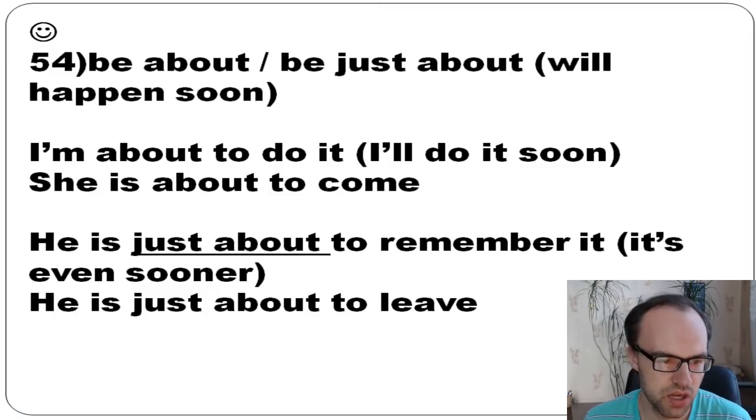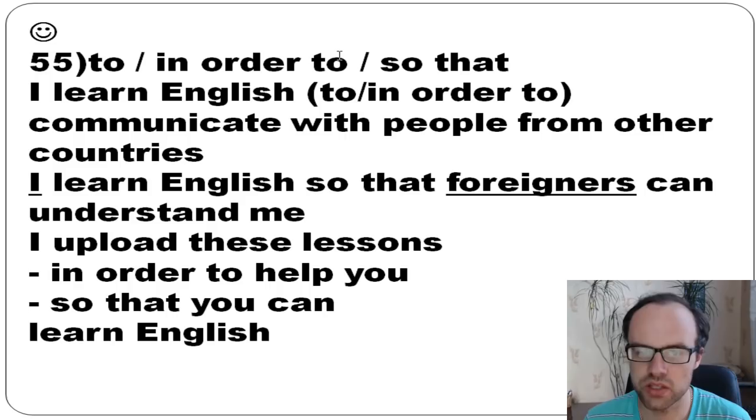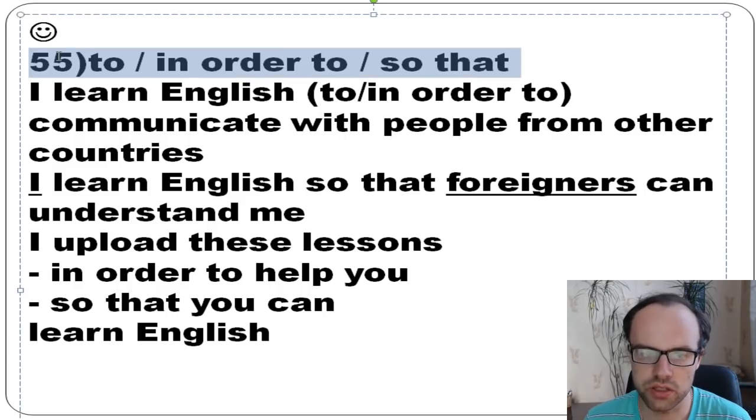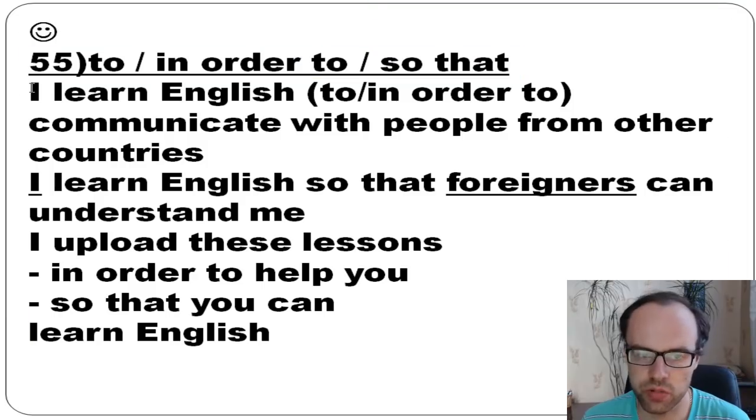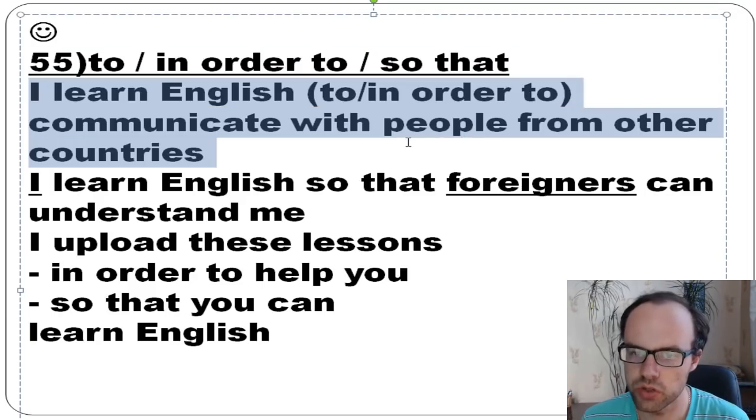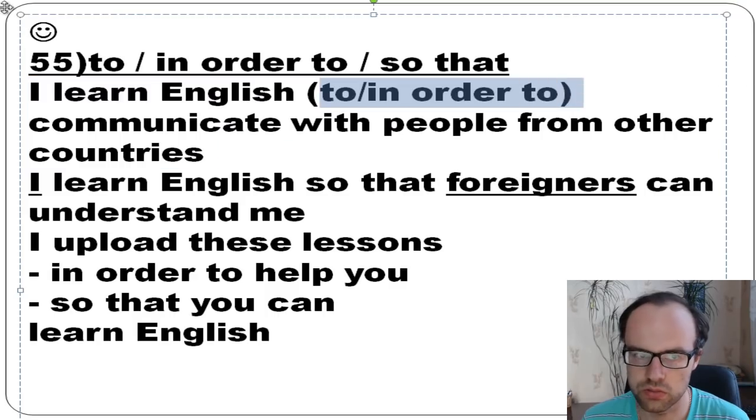Okay, good. Next, to, in order to, and so that, okay? So I learn English. Really, why do you learn English? It's a very common question. And what will you answer? You can answer, for example, I learn English to communicate with people from other countries. So to or in order to, yeah? In order to is okay, but it sounds more formal. So I learn English to communicate with people from other countries, or in order to communicate with people from other countries, okay?